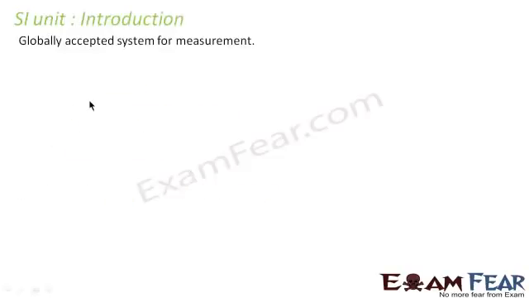Now we will discuss SI unit. What is SI? SI stands for System International. SI is a globally accepted system for measurement. What happened was that in earlier days, different parts of the world used different systems of units according to their own convenience. So, it so happened that if people traveled from one part of the world to another, they faced problems communicating with each other regarding units.